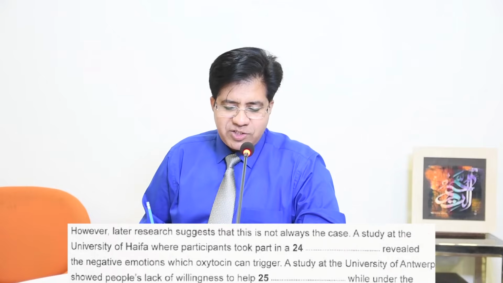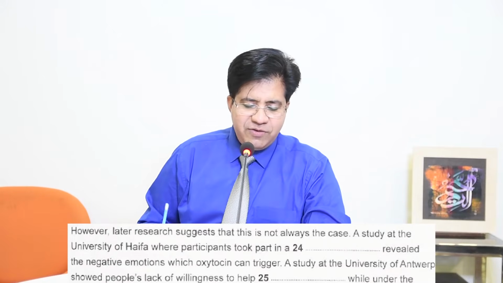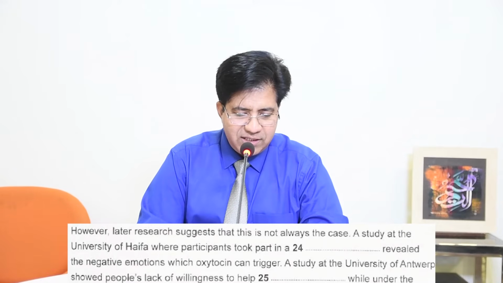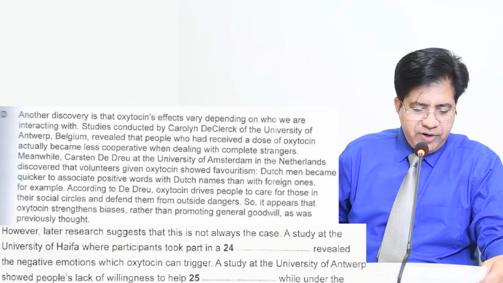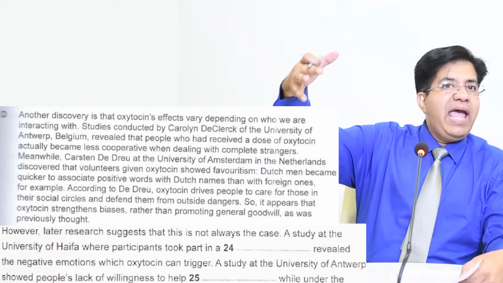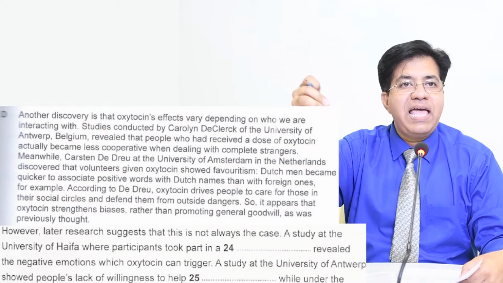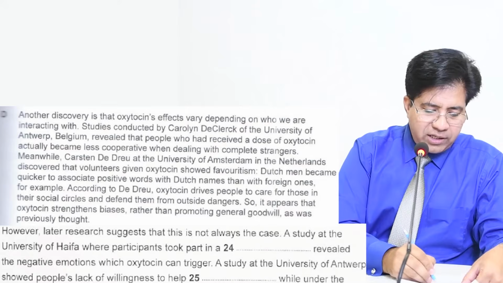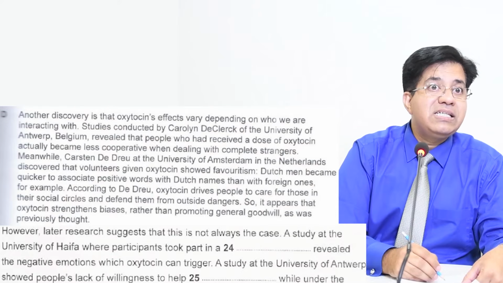A study at the University of Antwerp. Now find University of Antwerp. Paragraph D. D for doctor. Okay? Have you noticed? We are doing it very systematically. So when we do reading systematically, you know where to go, how to go, and all that. Found the university. Now we read the question. University of Antwerp showed people's lack of willingness to help dash. Now listen, lack of willingness to help. For example, lack of willingness to help animals, to help people, to help that. Now help what? And for help, they might use the word assist or any other word.